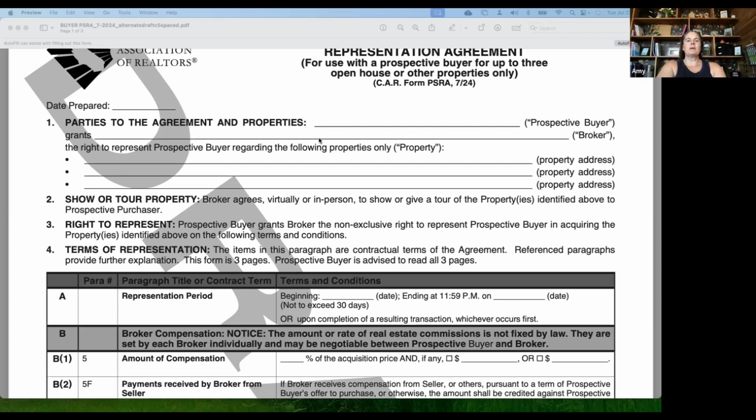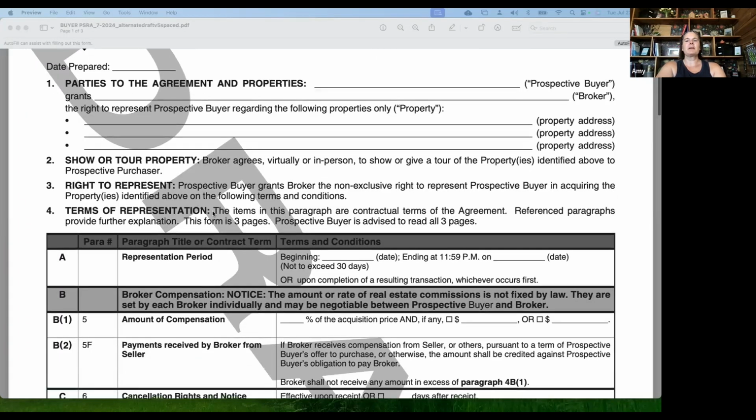So Realty One Group goes on the second line on section 1, and then the right to represent prospective buyer regarding the following properties only. 1, 2, 3. You're going to list out the property addresses. This is property specific. Show or tour property: broker agrees virtually or in person to show or give tour of the properties identified. See how this is going to come in handy with our Zillow clients for our first 3 properties, that initial meeting with them. Right to represent: prospective buyer grants broker the non-exclusive right to represent prospective buyer in acquiring the properties identified on the following terms and conditions is 3.